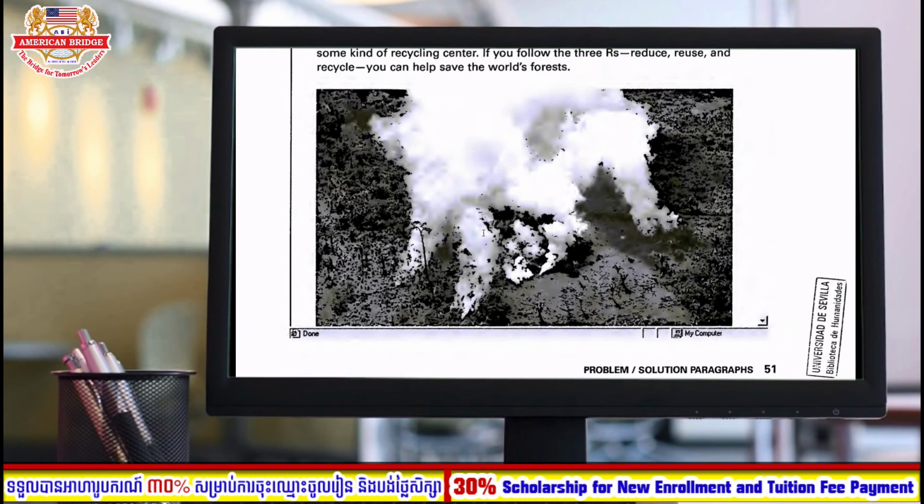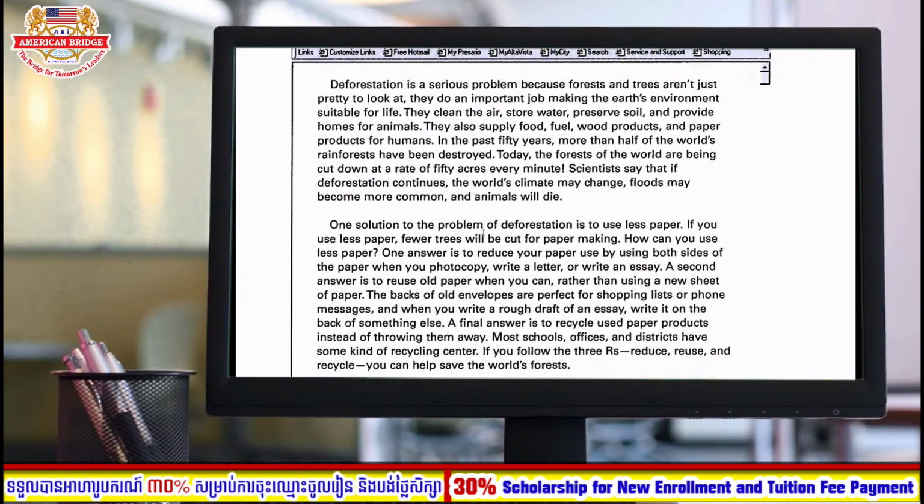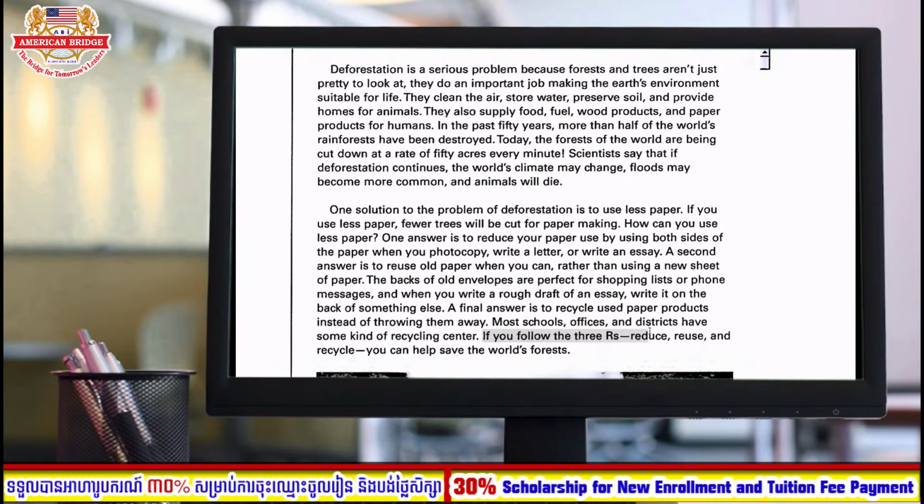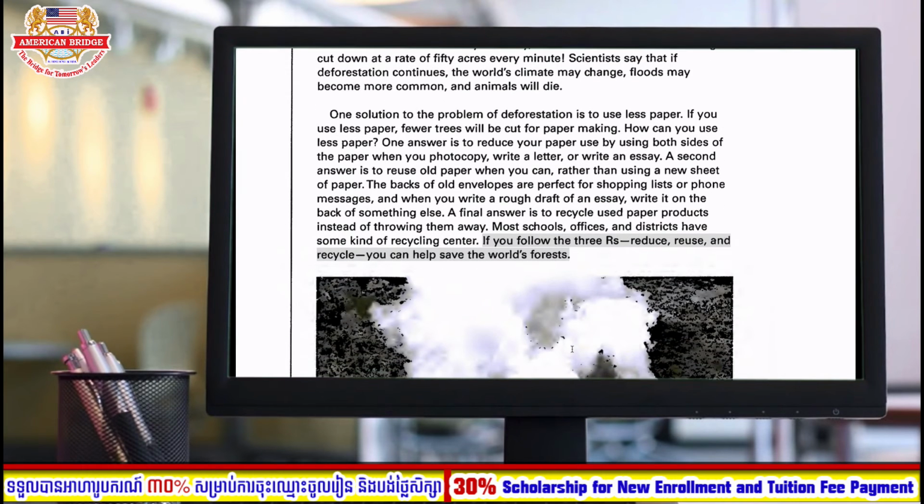But I would like you to pay attention to this paragraph, right? If you look at this paragraph, mainly the writer used the conditional sentence in order to talk about the problem as well as to talk about the solution. So here we can see the conditional sentence. If you use less power, fewer trees will be cut for paper making, right? So this is the first conditional sentence that introduces the solution toward the problem. Or the last one, if you follow the 3R, which means reduce, reuse, and recycle, you can help save the world's forest. So this is a conditional sentence as well. So here you can see you can use the grammar lesson in order to apply in the writing task.